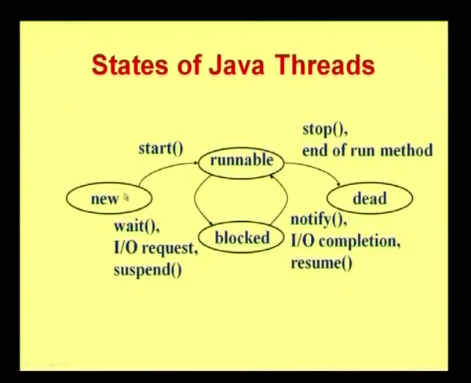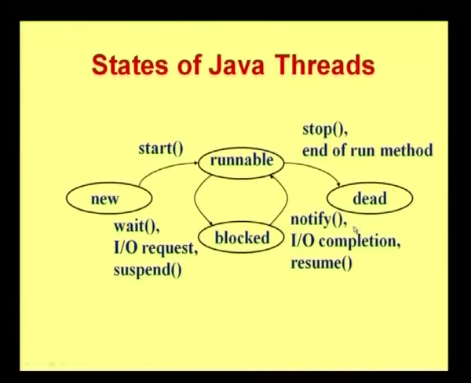Next is the dead state: the thread has finished or been stopped. You can see here that a new thread, on giving start, becomes runnable. It then goes to the dead state when I call the stop method or at the end of the run method. It goes to the blocked state when I call wait, or there is some other IO request to that particular process, or if I issue suspend. And from blocked to runnable, it will happen only when I give notify.